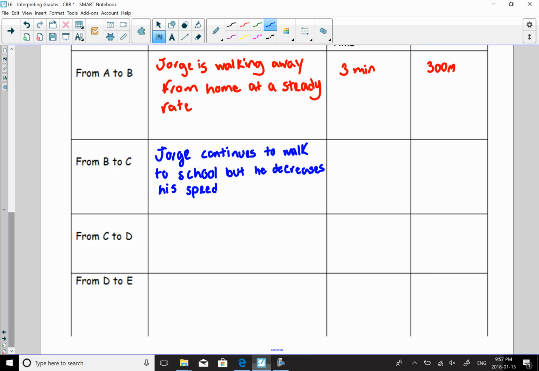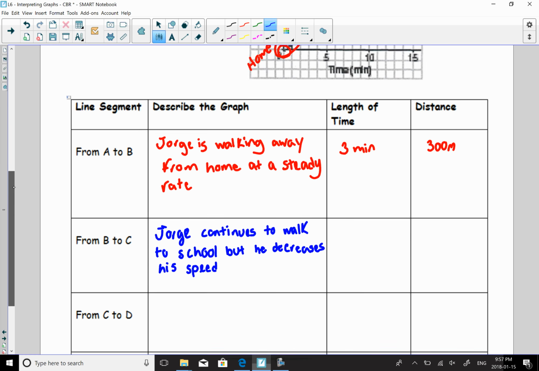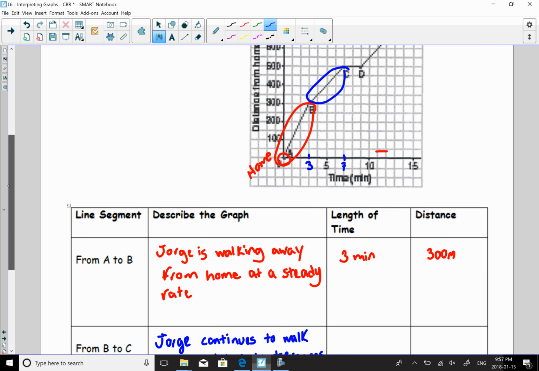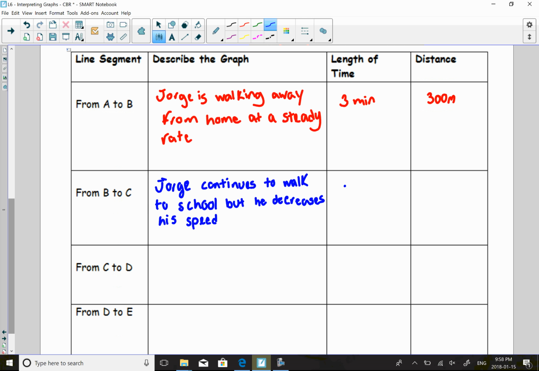So here he goes in how many minutes? So he goes from 3 to 7, so that's 4 minutes, and he goes from 300 meters to 500 meters, so that's 200 meters in 4 minutes. So you can see it took him longer to go even less meters. Here he went 3 minutes, he went 300. Here he went 4 minutes, he went 200.